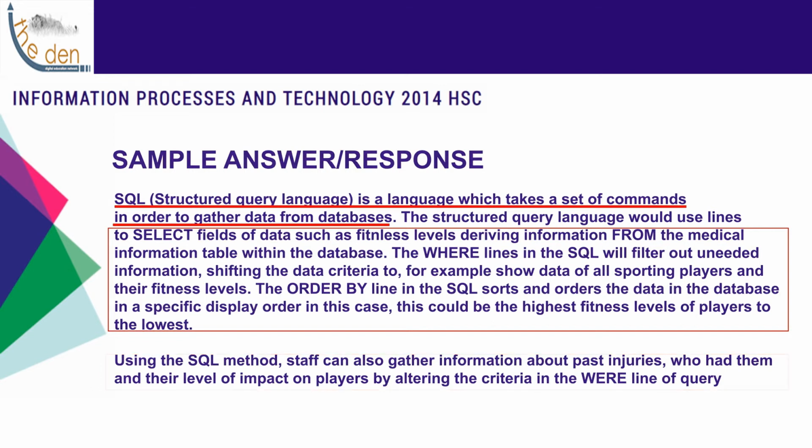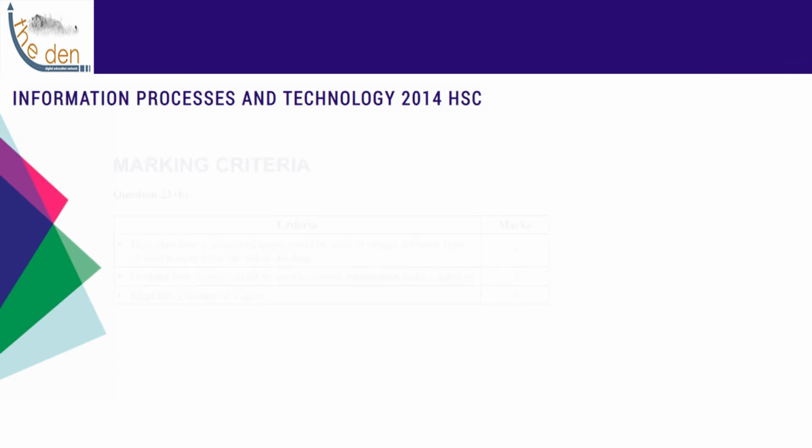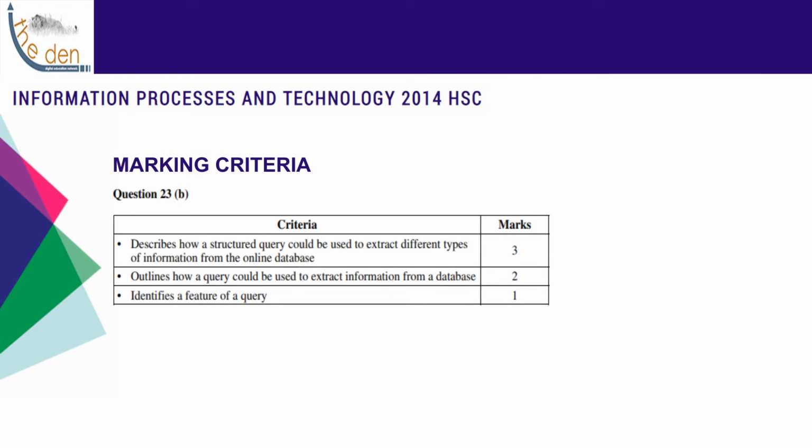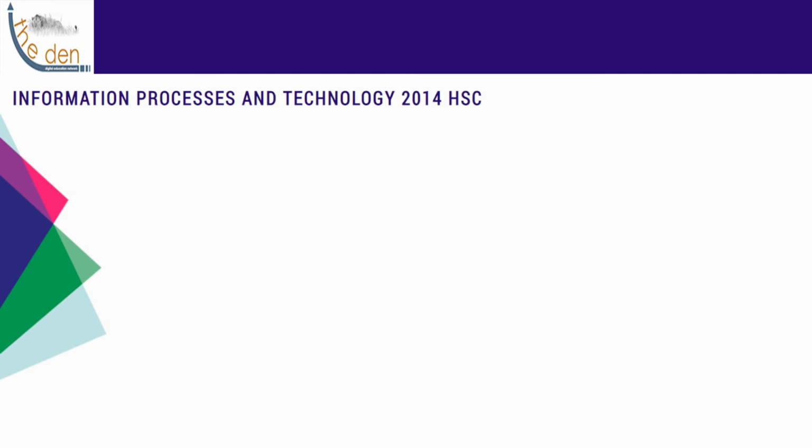Now that we've gone through the question, let's have a look at the marking criteria. In order to get 3 out of 3, you must describe how a structured query could be used to extract different types, meaning you need multiple examples of information from the online database. If we refer back to our question and our response, we can see that we have talked about structured query. We have talked about different types of information and how they're extracted through the structured query language. We also have two examples, meaning we have targeted the different types aspect of the question, which will therefore bump us up to 3 out of 3 marks.